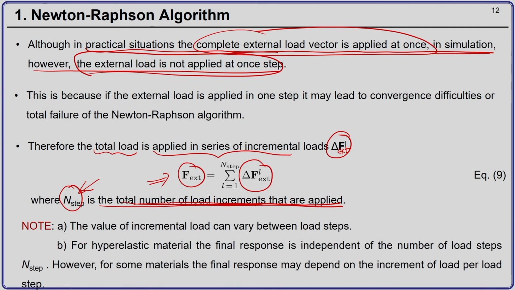Okay. So, the value of the incremental load can vary between the load steps. So, you have to note that this increment in the load step can vary between different load steps, it need not be the same. So, if you are finding that your convergence is very good, you may increase the load step. If your convergence is becoming bad, then you can decrease the load step. Okay. So, that is what practically many of the softwares do.